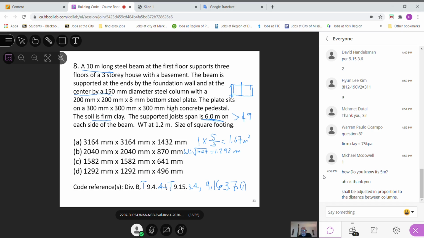Adjust that footing. It says I have to do what? 1292 times, that's 915.34 bracket 2, sorry. 915.34 bracket 2 says that if your span is in excess of 4.9, the supported joist length, you have to make an adjustment, and that adjustment will be, you have to adjust.